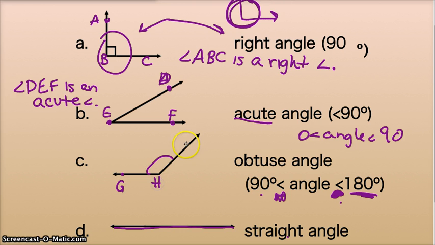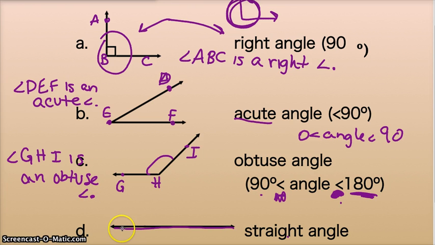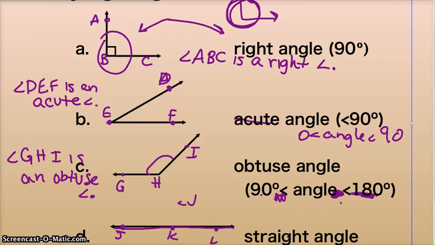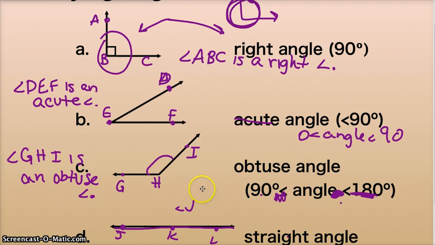GHI, angle GHI is an obtuse angle, and I could call this JKL, angle JK, oopsies, darn it, give me my pen back, there, angle JKL is a straight angle. So no special notation other than the little angle symbol.